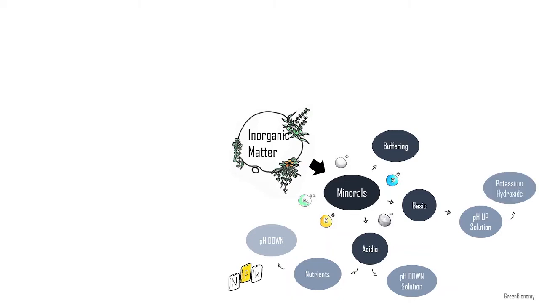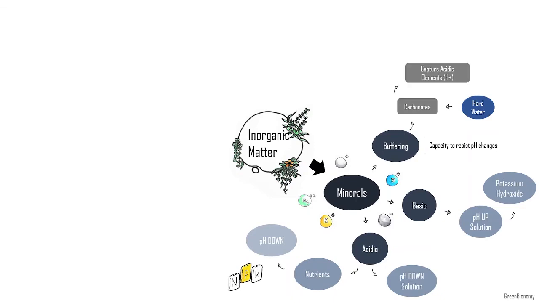The most important concept here is the buffering capacity that some of these minerals can give to your hydroponic water. When water has a high buffering capacity, it means that its pH is resistant to change. Carbonates are one of these minerals offering a buffering capacity. They can often be found in your tap water and they can capture acidic elements in the nutrient solution, usually hydrogen ions, and by doing so, make the pH go up and prevent it from going down.